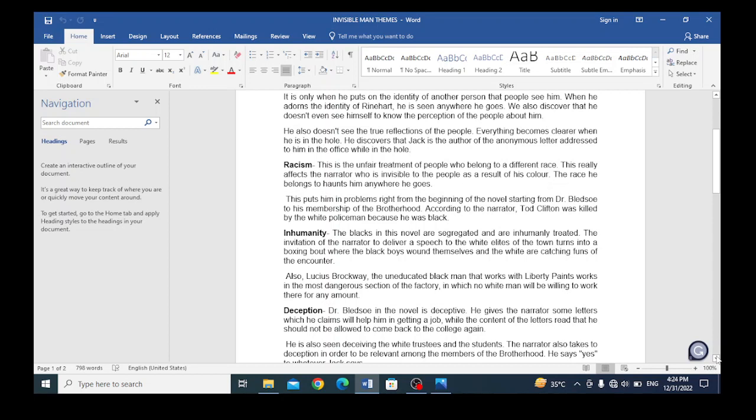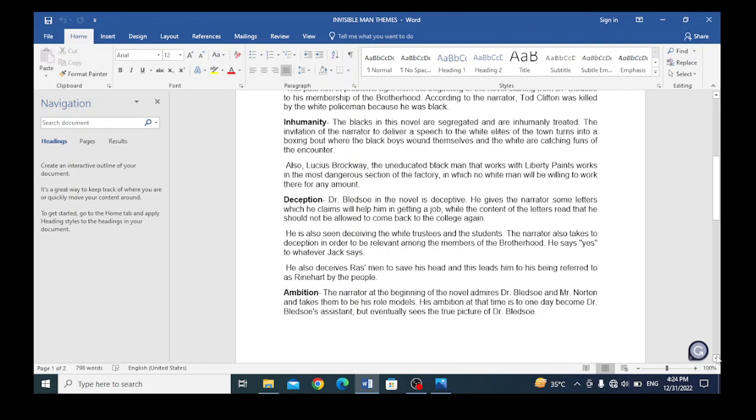Let's move on. This puts him in problems right from the beginning of the novel, starting from Dr. Bledsoe to his membership of the Brotherhood. According to the narrator, Todd Clifton was killed by the white policeman because he was black. That's the theme of racism.